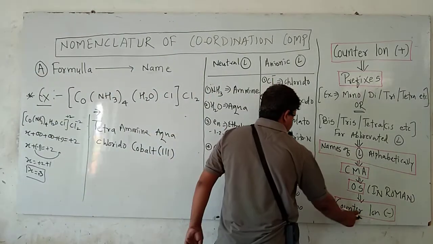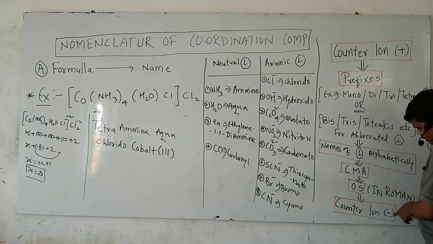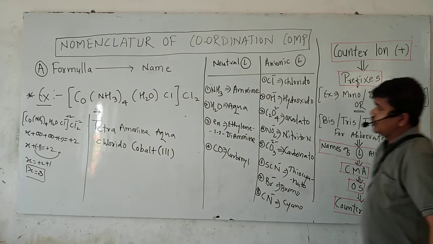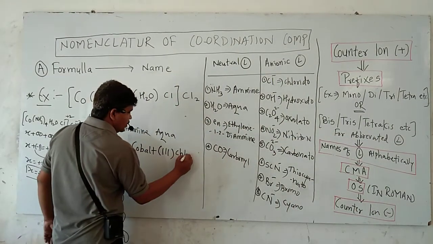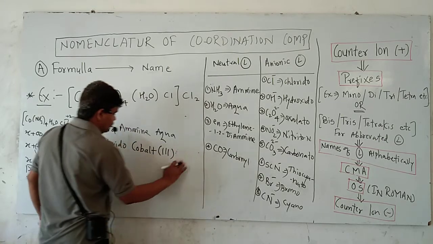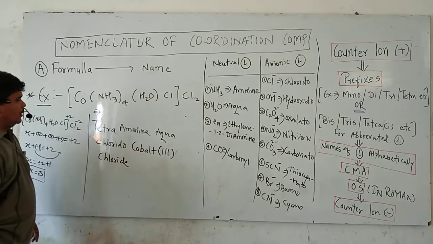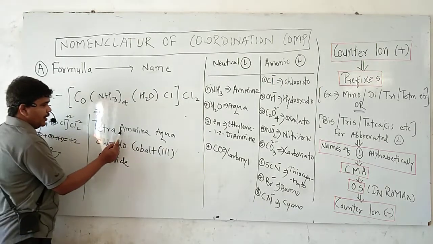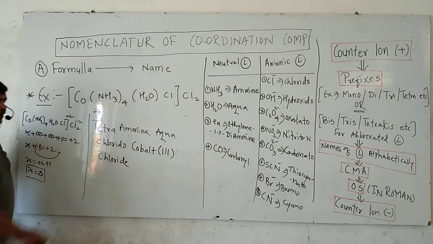Last, counter ion, if it is negative. At the last, we have to mention negative counter ion. Here negative counter ion is there, which is the Cl, and Cl is nothing but the chloride. So here you can write chloride. The name of this complex is tetraamineaquachloridocobalt(III) chloride. This way.